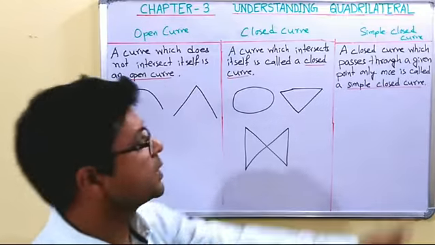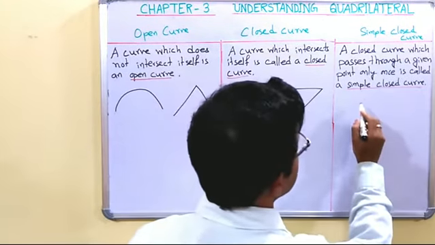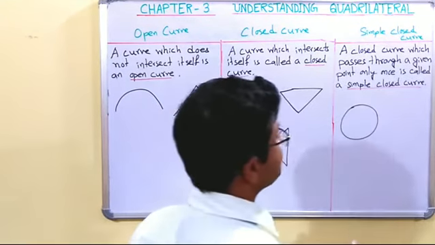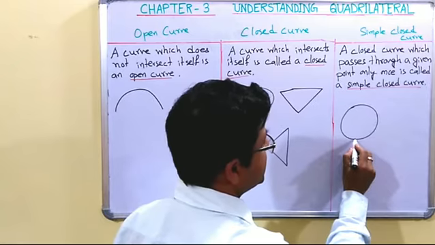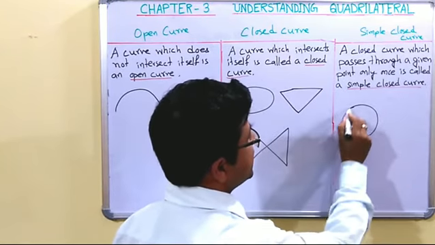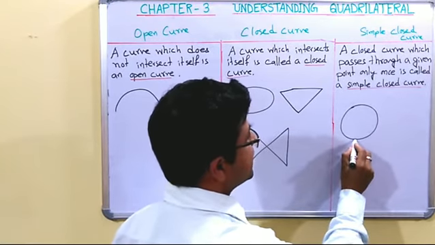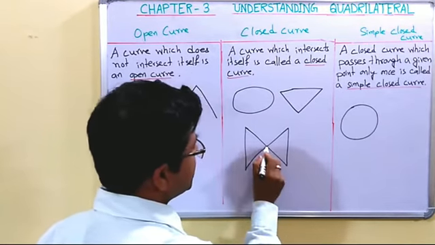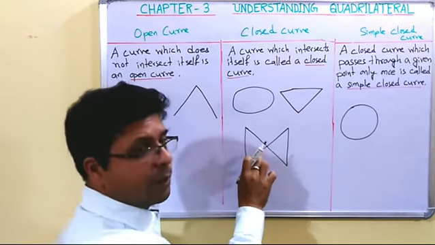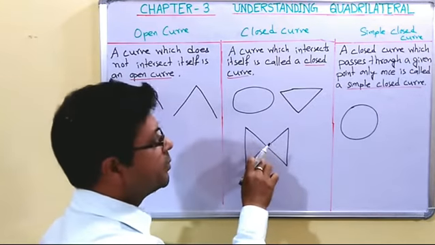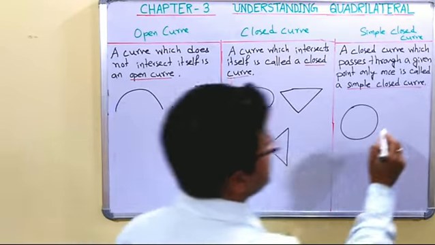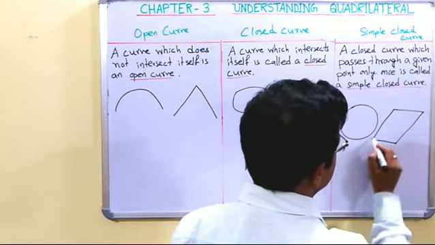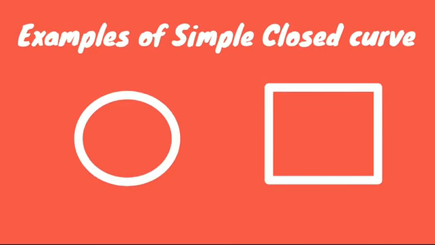Now what is a simple closed curve? A closed curve which passes through a given point only once. Suppose this point, if we start drawing this circle from here and complete it, it will intersect here only once. But here, if you draw this, you are getting this point once. So this figure is not a simple closed curve. This is a closed curve, but it is not simple because this point we get 2 times. Similarly here, if we complete this, you can draw like this. This is also an example of a simple closed curve.